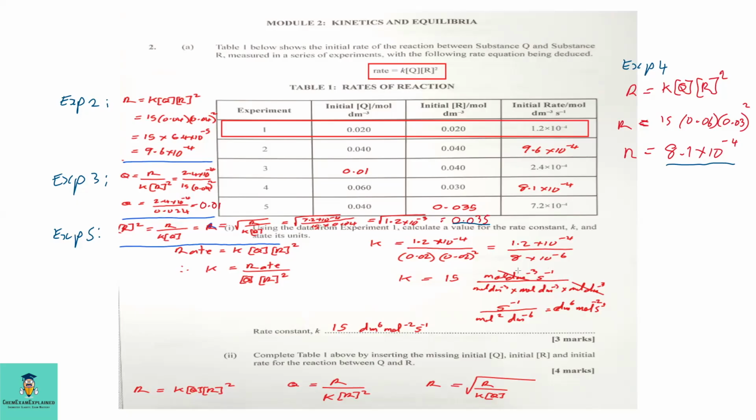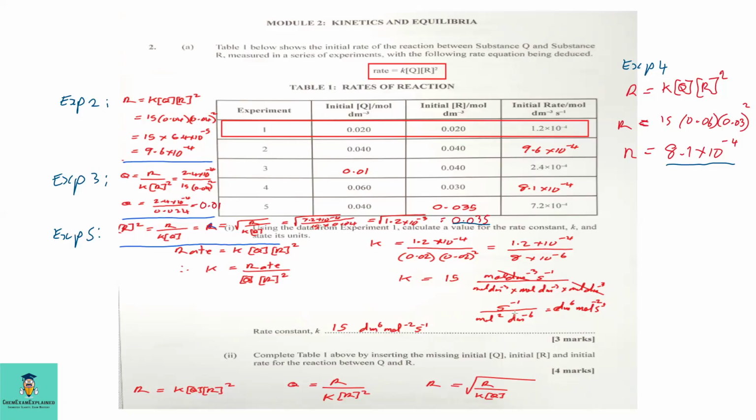So all that's left now is to work out the unit. If you look at the formula, K is equal to rate over concentration times concentration times concentration. So it is moles per dm cube per second divided by moles per dm cube times moles per dm cube times moles per dm cube. And we simply cancel out one of the moles per dm cube because we are simplifying the units. So what's left is per second over mole squared dm minus 6.